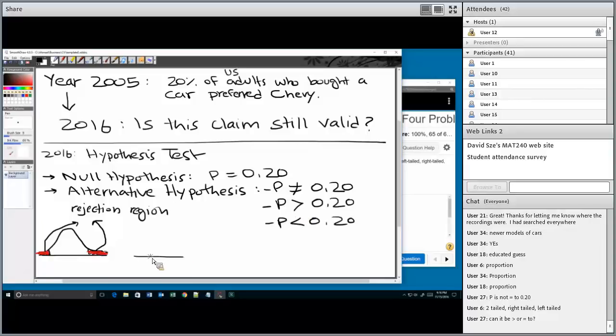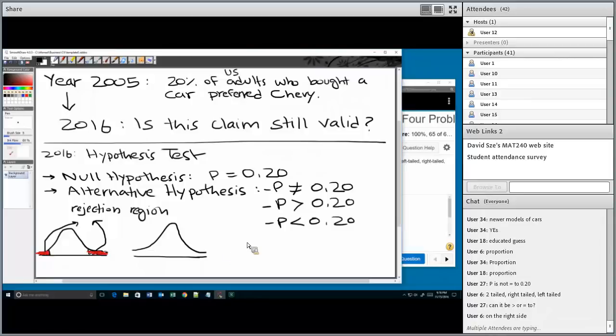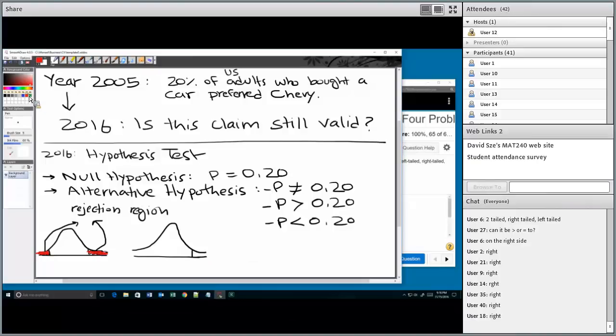Similarly, what do you think will happen in the case where P is greater than 20%? Where do you think the rejection region will be? Will it be on the right side or the left side? Very good, Brian, and everyone else. It is going to be on the right side. A nice hint here is to think of this greater sign as an arrow. It's pointing to where the tail should be. In this case, it's pointing to the right, so the tail is on the right side of the distribution.